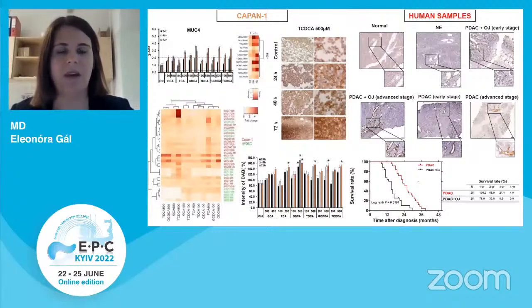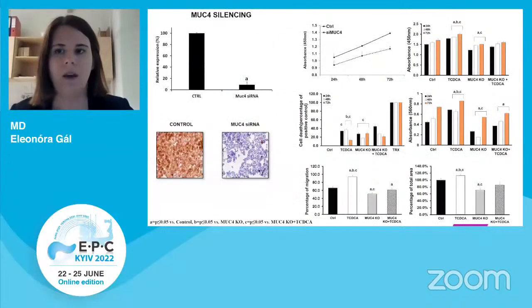In human samples, in normal pancreas and in the case of neuroendocrine tumor, we found a totally negative staining, but in the case of pancreatic ductal adenocarcinoma with or without obstructive jaundice, we found a very strong MUC4 staining. The 4-year overall survival rate was significantly poorer in the PDC-OJ group compared to the PDC group.